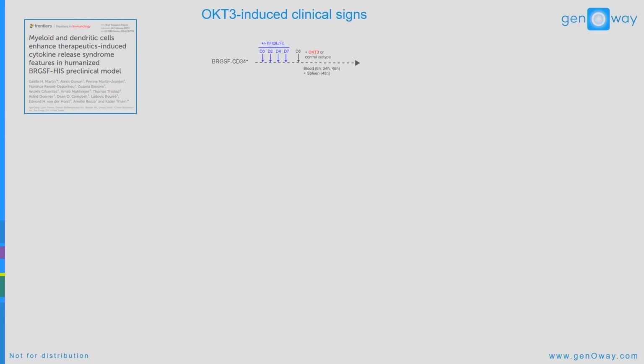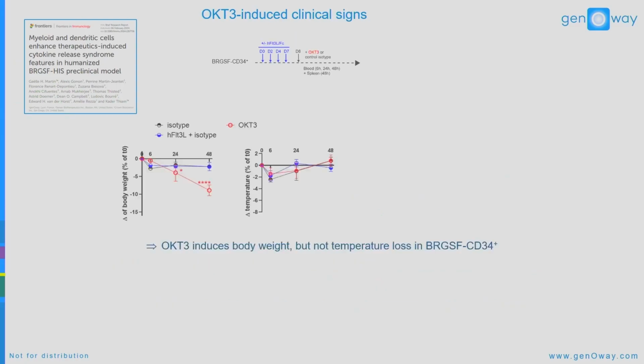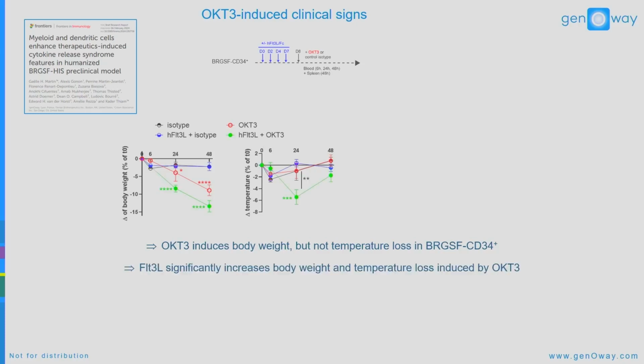Do we have any clinical sign in the system? When OKT3 is injected without FLT3 pretreatment, we see a body weight loss in the OKT3 treated mice, but no effect on body temperature drop. When myeloid cells are present, both clinical signs could be seen: body weight loss and body temperature drop. So the standard clinical signs of CRS are reproduced.